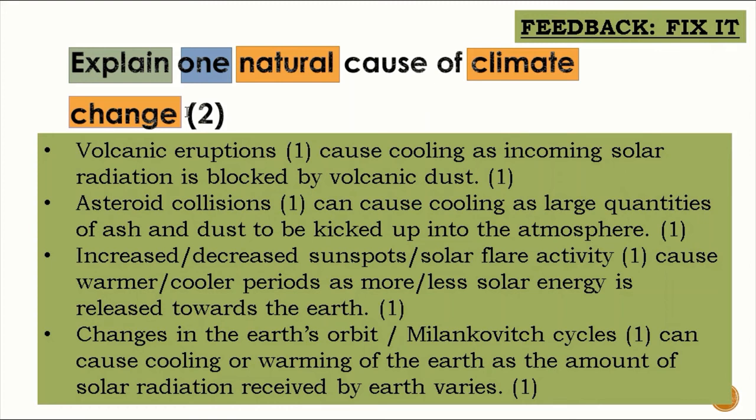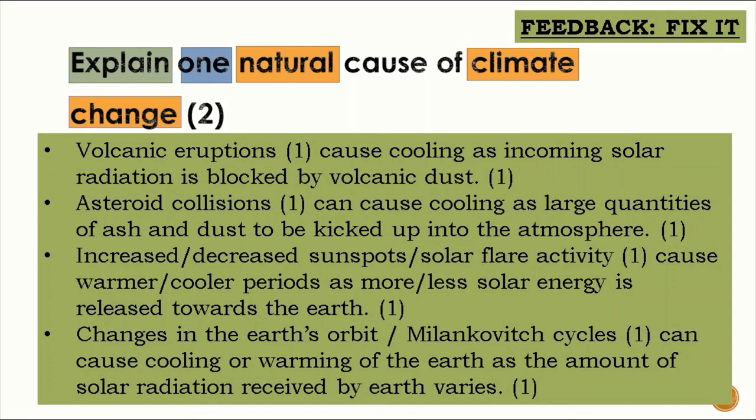Right, so the second mark comes from an explanation, so how this has led to the climate changing. So you need to make sure that your explanation refers to that climate change. So you can see here, volcanic eruptions cause cooling, so the temperature to decrease, because the solar radiation is blocked by the volcanic dust. So there needs to be 2 parts to this. The first one is what is happening to the climate, so whether it's got hotter or colder. The second part is why this happens, so the blocking of the volcanic dust, blocking your solar radiation.